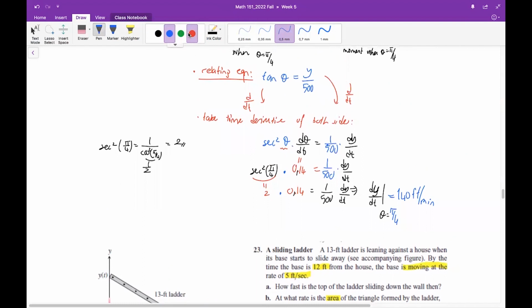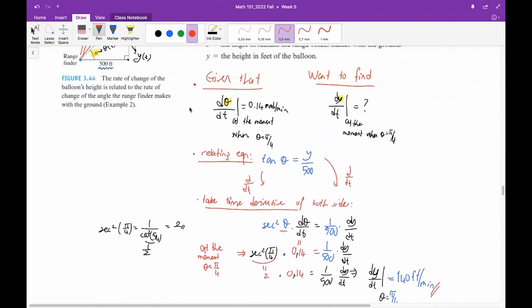Okay, so what I did at this step is I'm inserting at this particular moment when theta is pi over 4. Okay, so this is the result, and let's go over the steps that we follow.